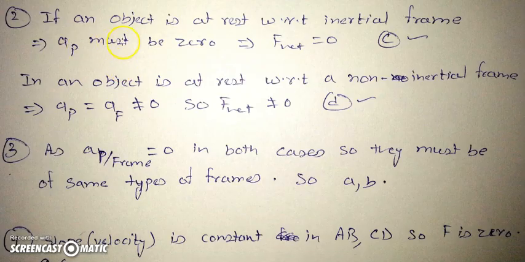We can also look at the solution. If an object is at rest with respect to an inertial frame, the acceleration of the particle must be zero, so F net must be zero. If an object is at rest with respect to a non-inertial frame, the acceleration of the particle must be equal to the acceleration of the frame, which is not zero because it is a non-inertial frame, so F net must be non-zero. We are including only real forces, not pseudo forces.